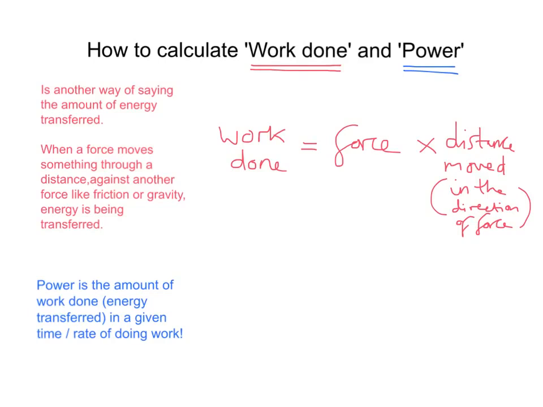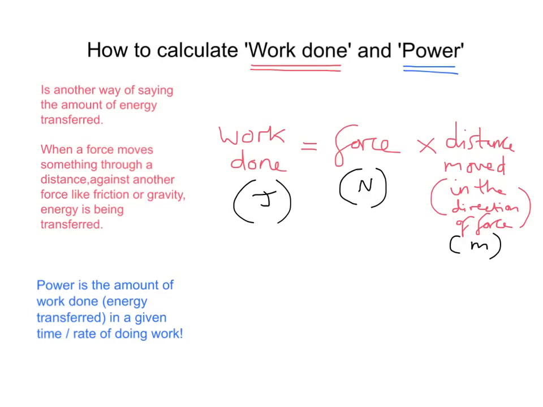So if we've got a force, that would be measured in newtons, typically. We've got a distance, and we usually measure that in meters, so we'll put a little m there. Then you can see that that would give a unit for work done of newton meters, or what we could refer to as joules. If work done is ultimately another way of saying amount of energy transferred, and energy is measured in joules, then we can just record work done in joules. So there's our formula for work done. It's the force times the distance moved in the direction of that force.